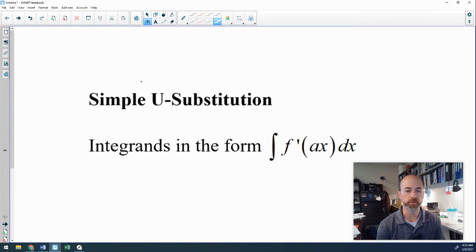Okay, here we are going to look at some u-substitution integration problems that are very straightforward. And I'm going to say they are so straightforward that I hope that by the end of this lesson, you're comfortable skipping the substitution and simply writing down the answer with no work shown.